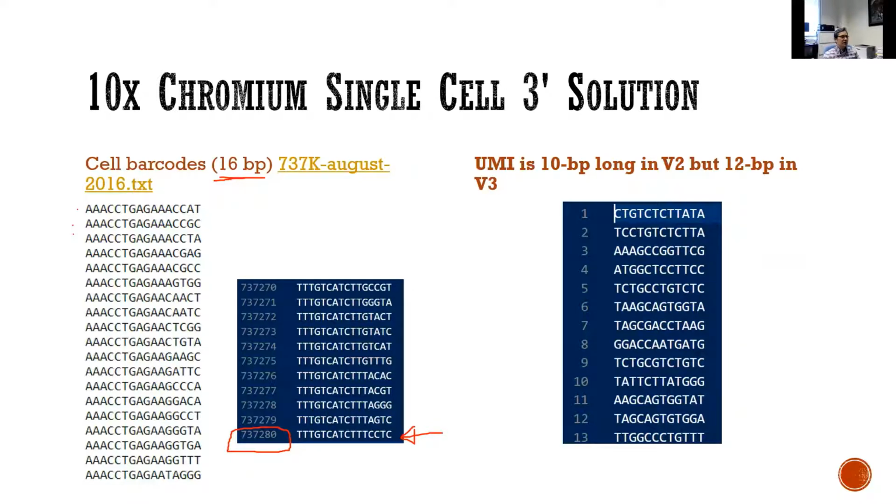Then another system is the UMI. UMI is 10 base pairs long in the V2 version of the Chromium Single Cell 3' solution. In version 3 of the chemistry, they increased the length by 2, so you have 12 base pairs. So that's from the real data. We can see each gene can be identified by this 12 base pair. Okay, great.